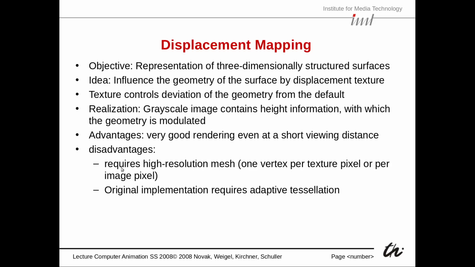Disadvantages here: it requires a high resolution mesh, meaning one vertex per texture pixel or per image pixel. Obviously, because if you want to move a vertex for each pixel, you need to have a vertex for each pixel. And that means you have a lot of vertices. And the original implementation requires adaptive tessellation to get to this high resolution.